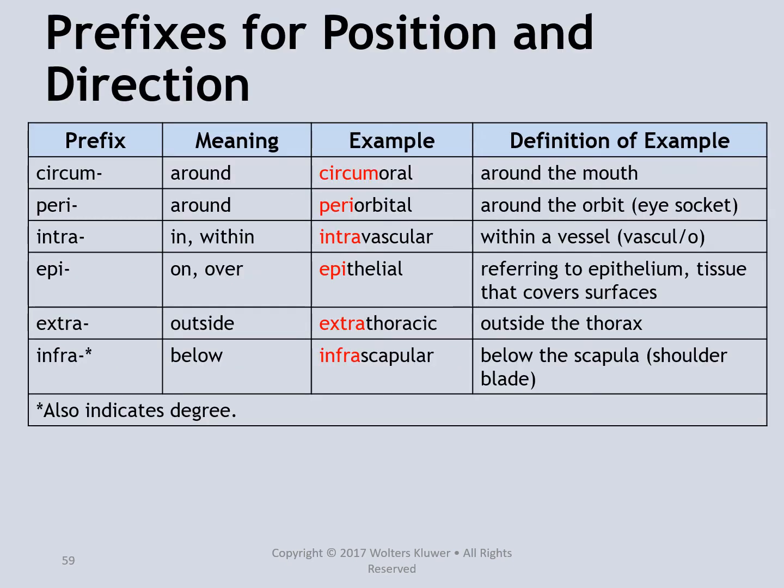So a few little prefixes here talking about direction. You'll see there's some overlap here. Both circum and peri mean around or surrounding. Our prefix intra means within or inside. Epi is one that you should definitely commit to memory. You'll see it a lot. Epi means above or on top of or over. Extra refers to something outside. Think of our word exit that has the same root in it. And then infra indicates something below or beneath.